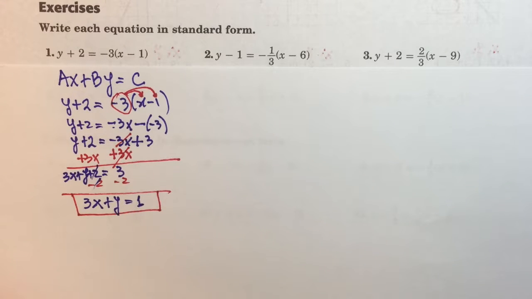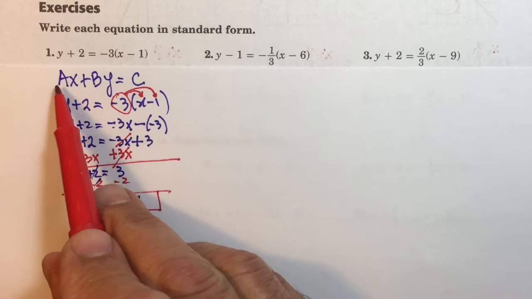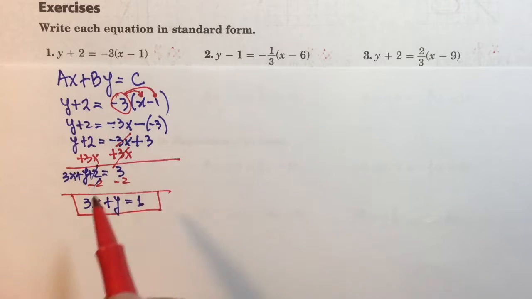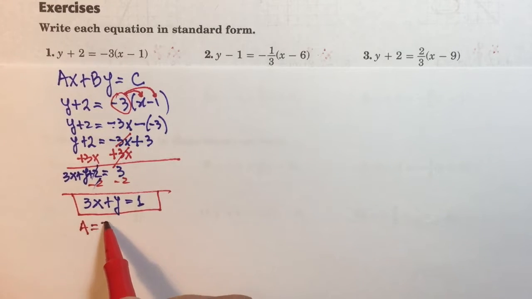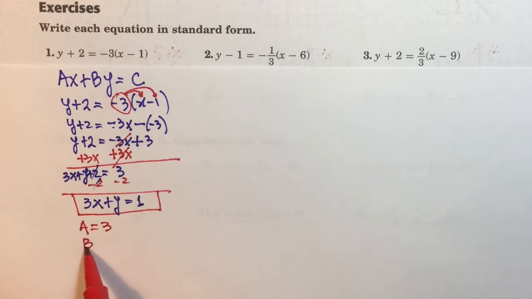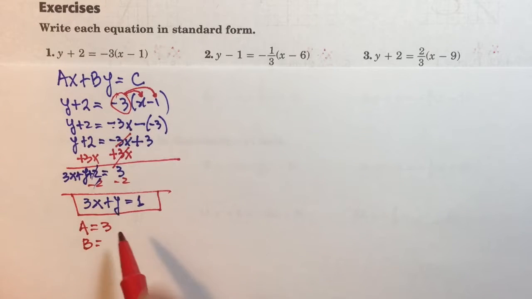Let's identify the coefficients. A is going to be the coefficient of x, the number that multiplies the x. So A is going to be 3. My B is going to be the coefficient of y, that in this case is 1. And my C is going to be the constant, equals 1.